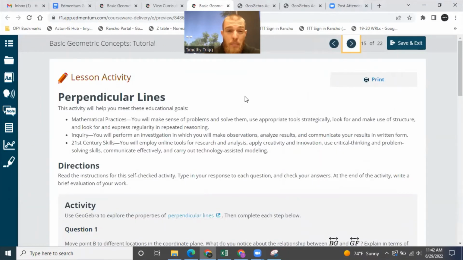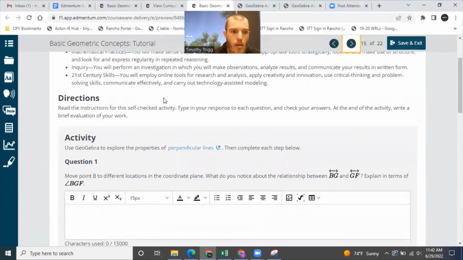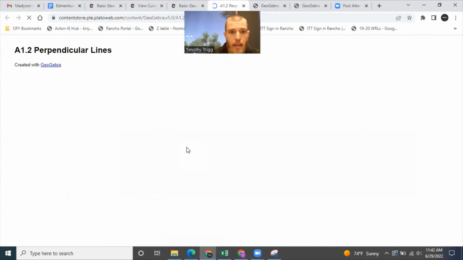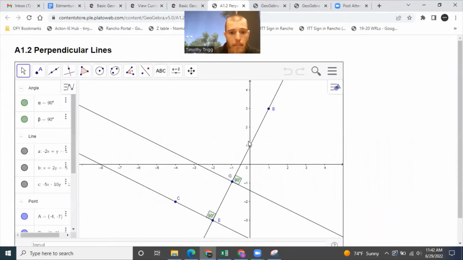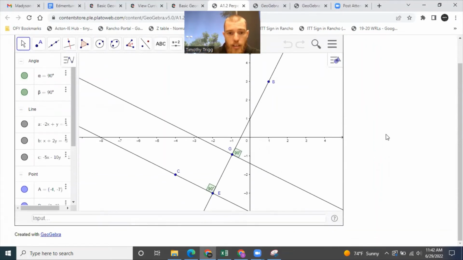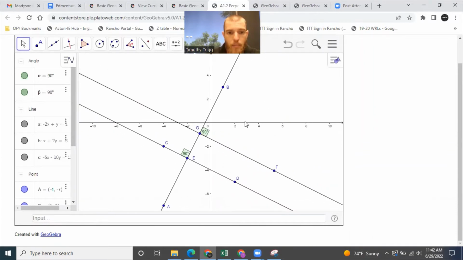Okay. Once again, we're going to be using GeoGebra here, so make sure you understand and follow along for the GeoGebra stuff. Use GeoGebra to explore the properties of perpendicular lines, then complete each step below. Go and click on this perpendicular lines link, and it should open another GeoGebra tab, and you should see it, and it looks like this, okay? Notice that, and I might want to zoom out a little bit here.